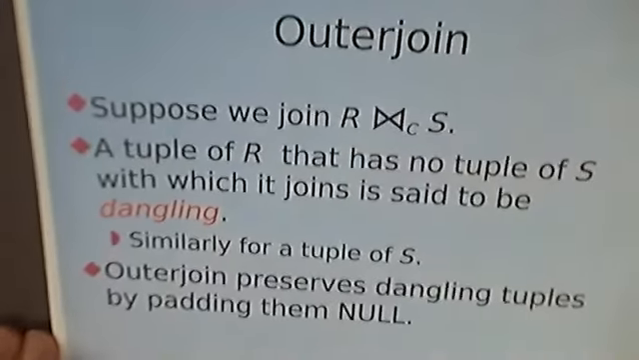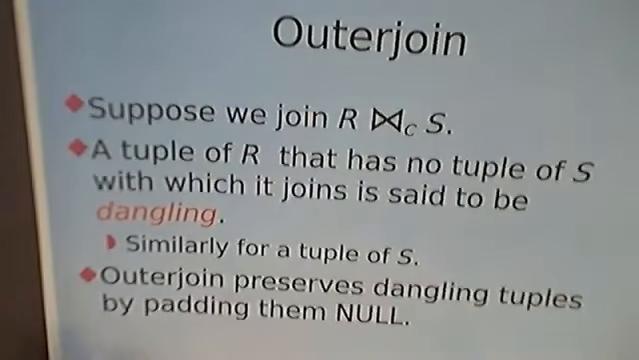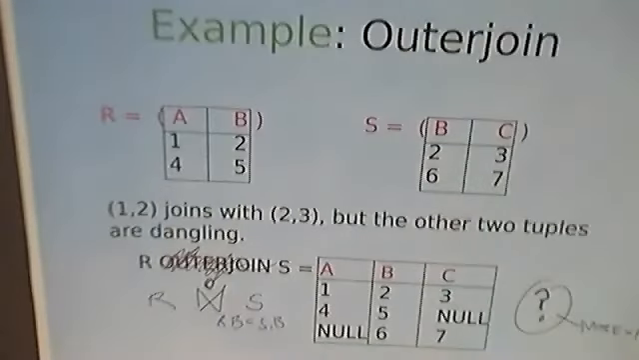All right, so let's go on. Let's finish up the extended relational algebra. As we do this, what we're going to look at is the outer join. That's the last thing we're going to look at inside the extended relational algebra.